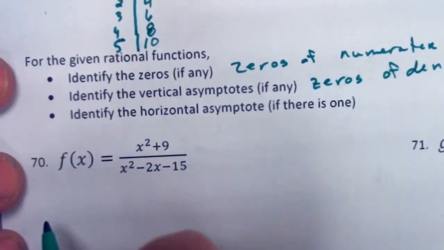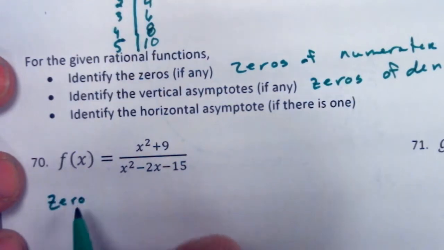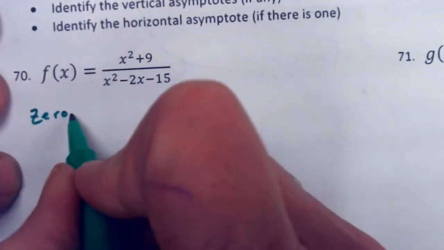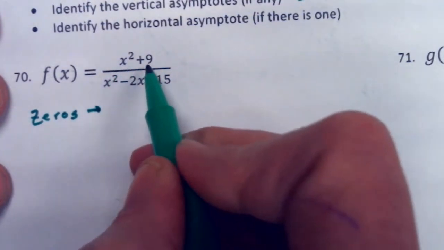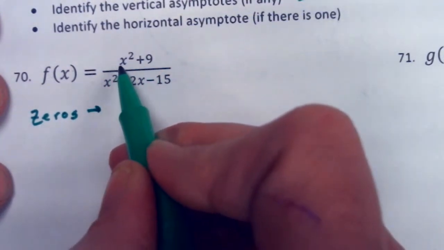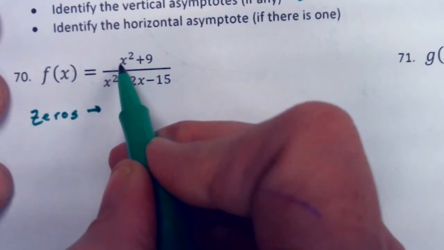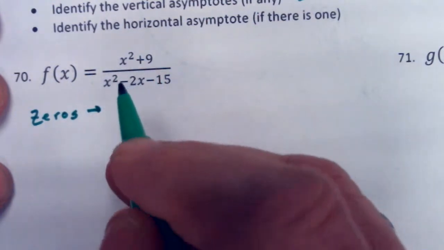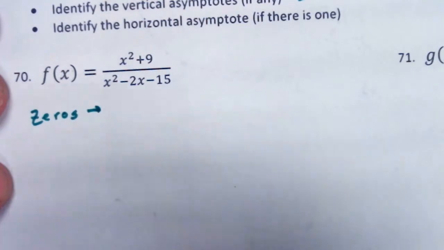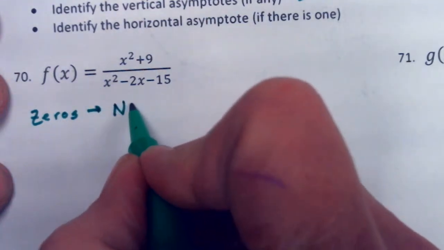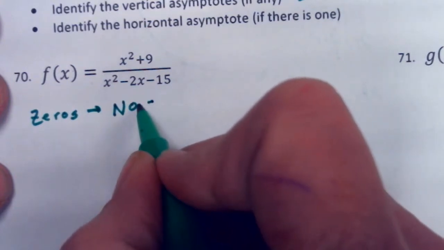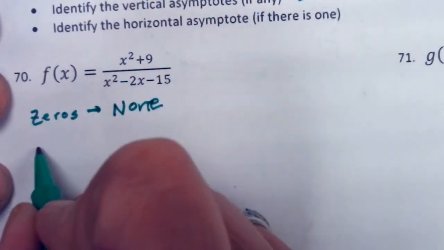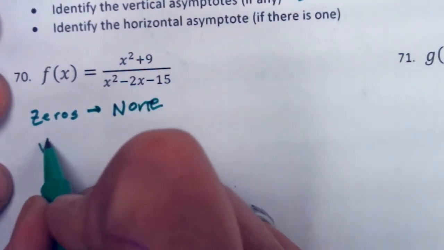Okay, so first of all, for number 70, the zeros. Well, if you look at the numerator, x squared plus 9. If you take a number and square it, it'll be positive. Take a positive number, add 9, it's going to be positive, or greater than 0. So there are no zeros or no x-intercepts. Just going to say none.